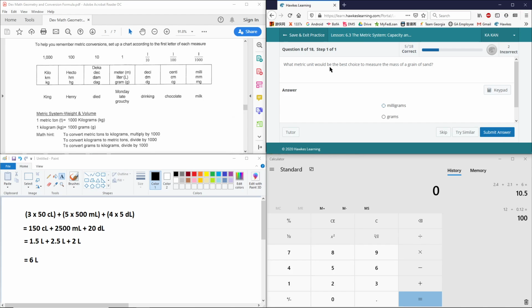What measured unit would be the best choice to measure the mass of a grain of sand? Sand is really small, so I believe milligram is probably the best way to do it.